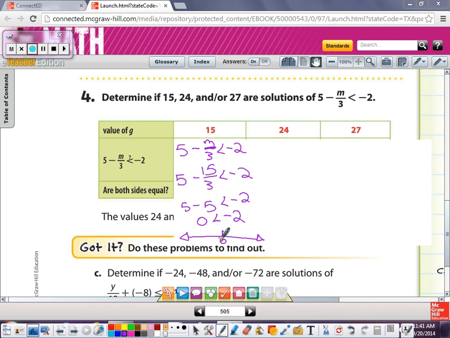Well, here's 0. Here's negative 1. Negative 2 would be right here. Well, 0 is to the right. All numbers to the right of any are always bigger than the numbers to the left of them.